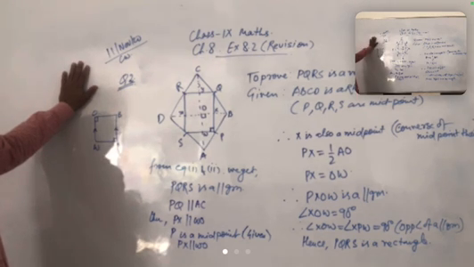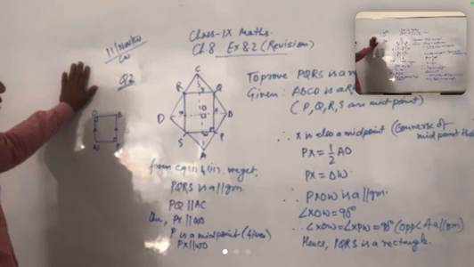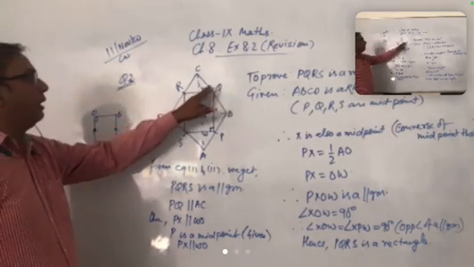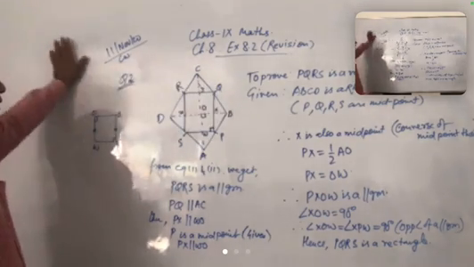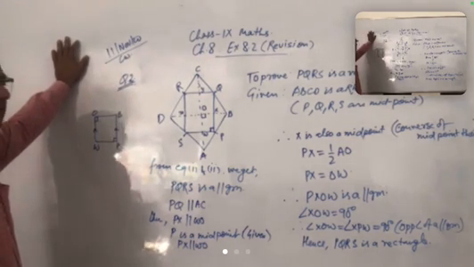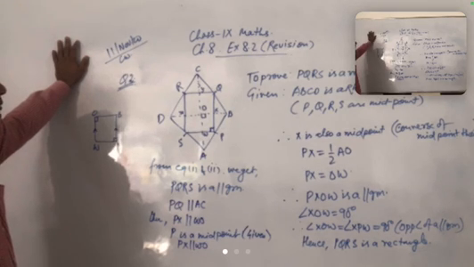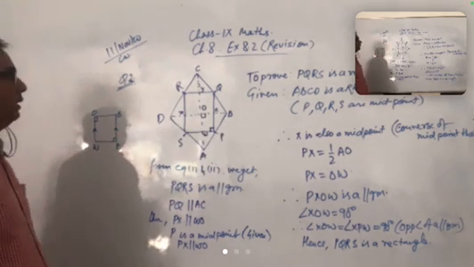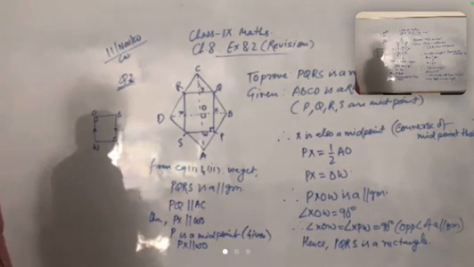RW, where is RW? It's okay. RW means RY and RZ. See the figure first. Okay, RY. RY is equal to half of DO.